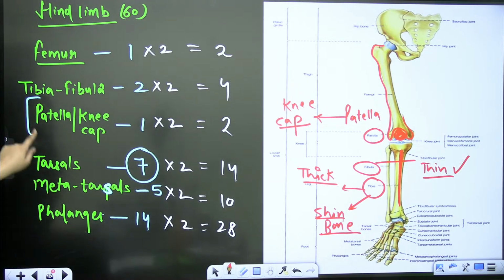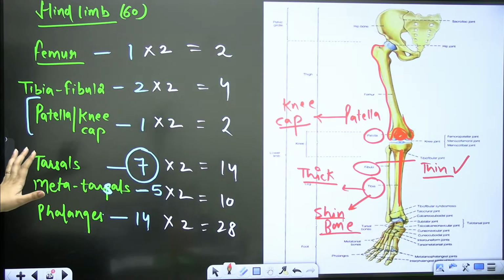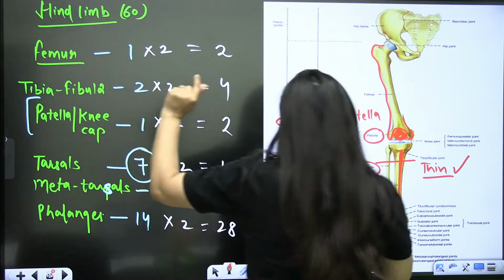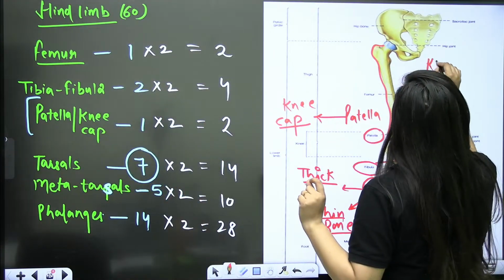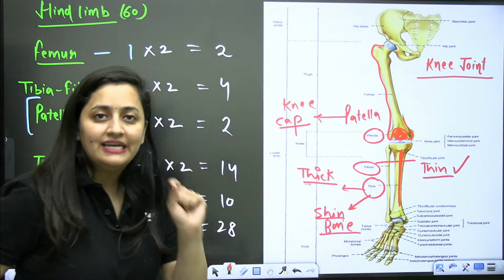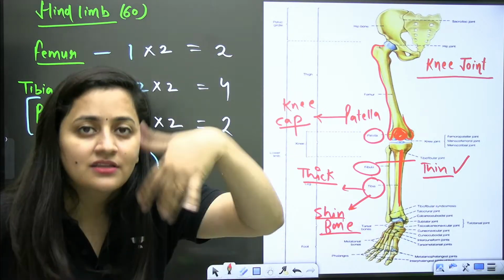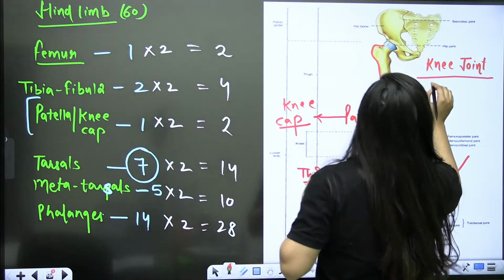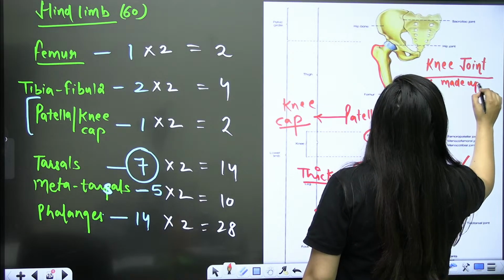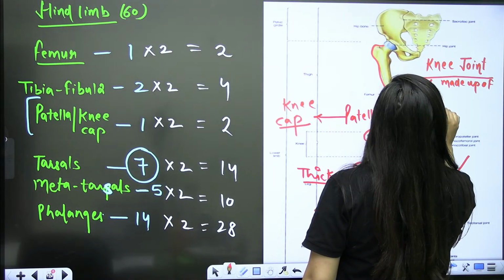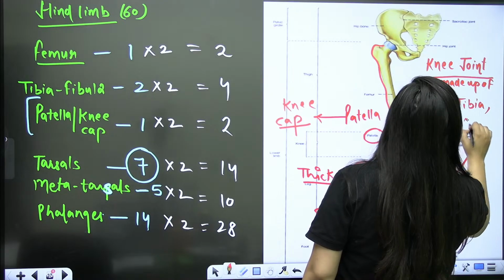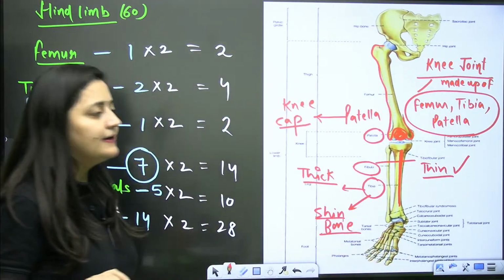Fine. So this kneecap and everything here is clear, the number clear. So you can remember it. Trust me, you can remember this. Now, I would like to add one point here. Kneecap and knee joint, they are two different things. The knee joint is made up of femur, tibia and patella.